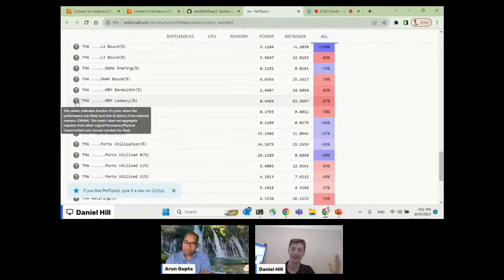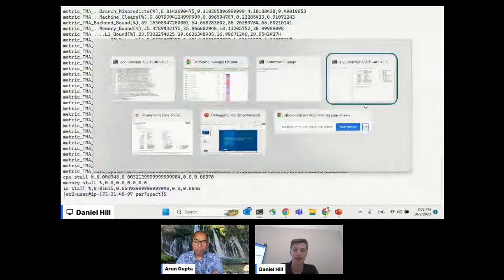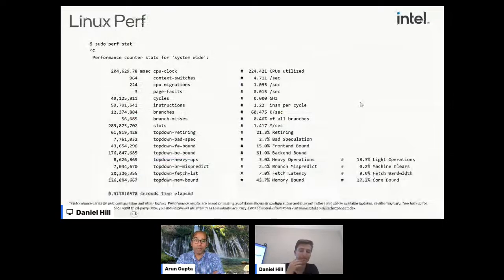Yeah. And then if you want information on these metrics, because sometimes they can be hard to understand if you're not a CPU architect or something, you just mouse over and it'll say the memory latency. This is fraction of cycles where performance was likely hurt due to latency from external memory DRAM. This doesn't aggregate, so it'll just give you those nice little descriptions. So it is not just meant for CPU architects, but it is actually meant for mere mortals like us who can actually put this information in. Yeah, 100%. Fantastic. The goal is there's a whole bunch of infrastructure around making these very, very user-friendly.